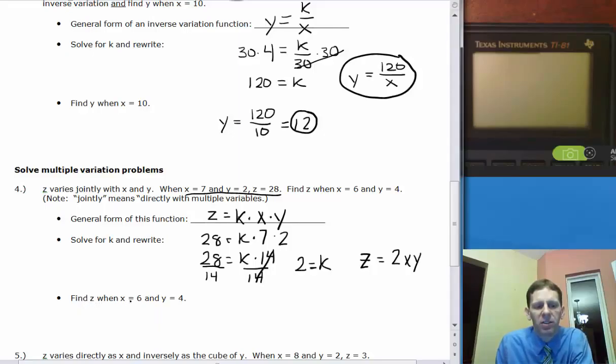In our bottom problem, it says find z when x equals 6 and y equals 4. So in our problem, to find z, we're just going to replace the x with a 6 and 4 for y. And when you multiply this together, 2 times 6 is 12. 12 times 4 is 48. And there's our solution. Two parts that you want to be making sure that you always include here are the rewritten formula and obviously answering the question. Here, in particular, we're just looking for what z is equal to.